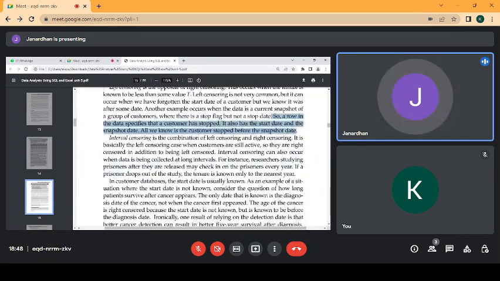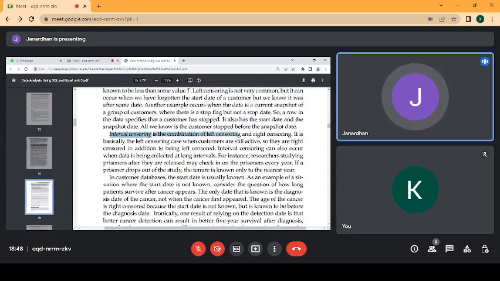Right. Interval censoring is the combination of left censoring and right censoring. It is basically the left censoring case when customers are still active. So they are right censored in addition to being left censored. Interval censoring can also occur when data is being collected at long intervals. For instance, researchers studying prisoners after they are released may check in on the prisoners every year. If a prisoner drops out of the study, the tenure is known only to the nearest year only.